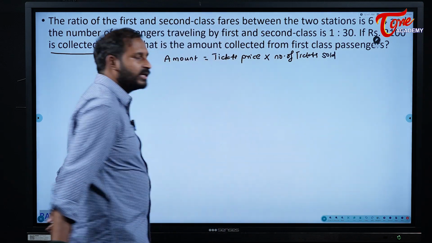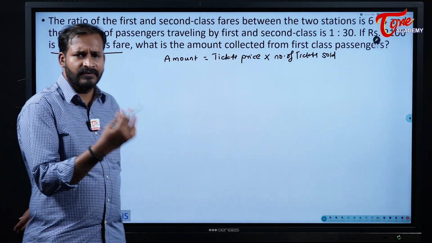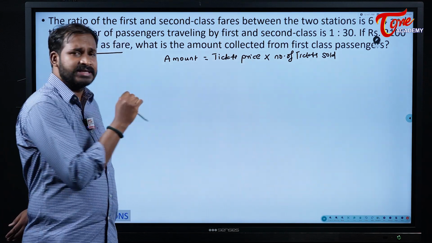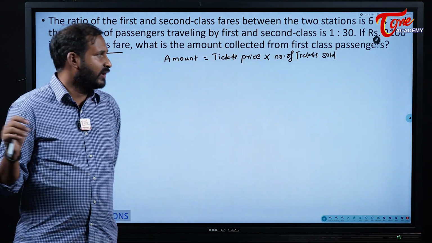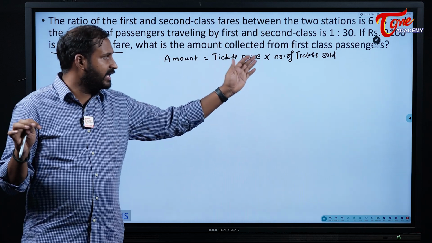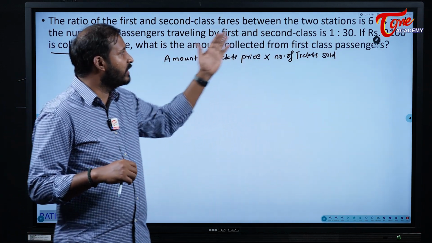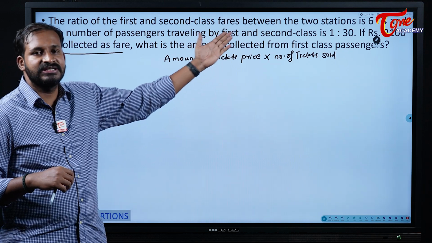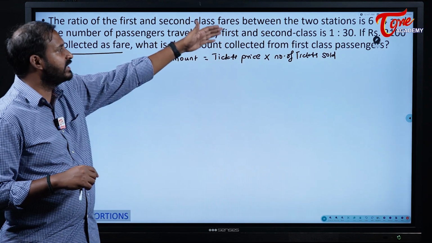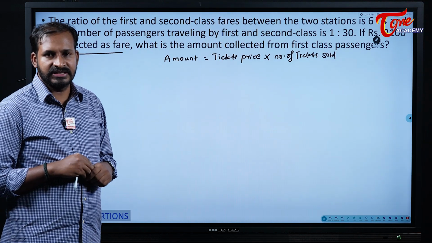This is how we calculate the total revenue from any station. Sometimes they will say railways, sometimes they will say cinema hall, whatever it may be. So the amount we will know is ticket price into number of tickets sold. Here also we have different categories, the first class and second class, and they have given us the values also.